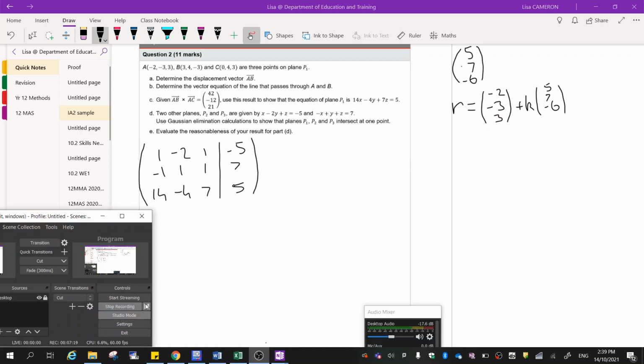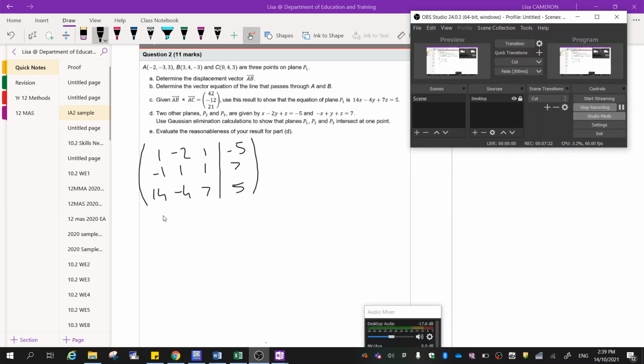Now that we've got that done, we're going to use Gaussian elimination. So for this one, we can keep row 1 the same for now. We're going to do row 2, we're going to do row 2 plus row 1.